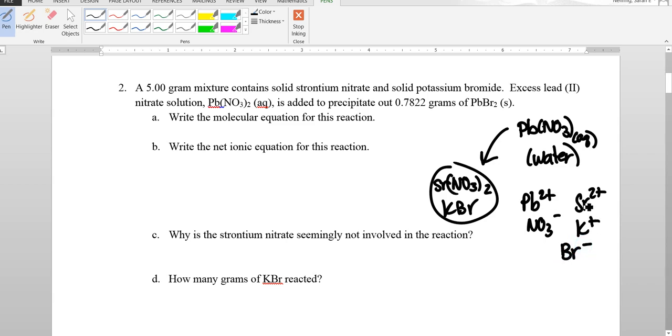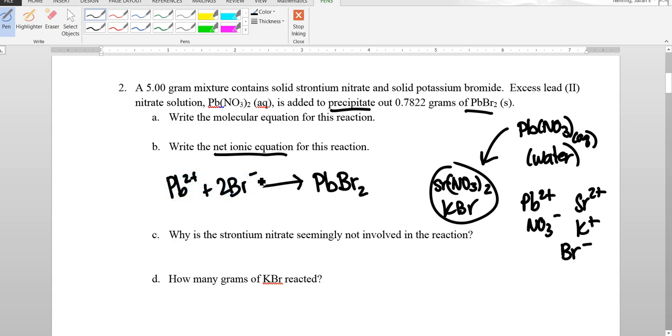And of this mixture, the problem tells me I'm going to form a precipitate, and I know the identity of that precipitate. A lot of times when you're writing net ionic equations for precipitation reactions, sometimes it's easiest to start with what the product is. So if I know the product is PbBr2, I say, okay, what ions must have come together? Well, it must have been my lead ions and 2 bromide ions. So that is my net ionic equation.